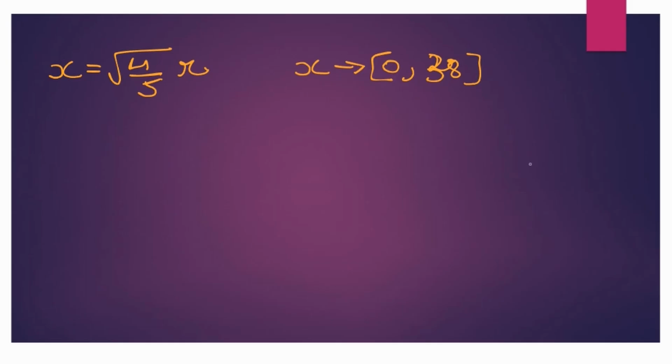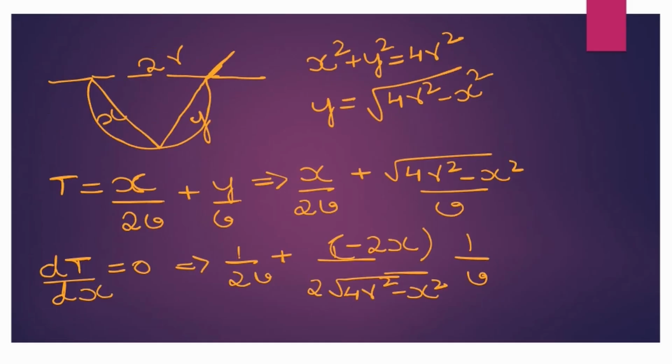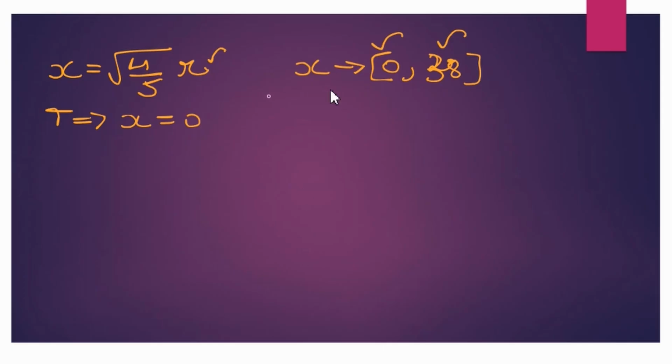So when I need to check for the maxima and minima conditions, I need to check at the boundaries and at the same time this critical point also. So let's check what will be the time period at x is equal to 0. We got the equation of time period to be x by 2v plus y by v. So let's keep x is equal to 0. That goes off, and then we have root of 4r square minus 0 by v. So 2r by v. So time period becomes 2r by v. If you solve this, 40 by v is 0.5. That gets you 80 seconds.